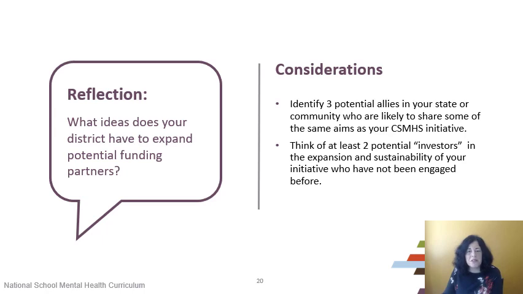Let's take a moment to reflect. What ideas does your district have to expand potential funding partners? Identify 3 potential allies in your state or community who are likely to share some of the same ideas as your comprehensive school mental health system initiative. Think of at least 2 potential investors in the expansion and sustainability of your initiative who have not been engaged before.